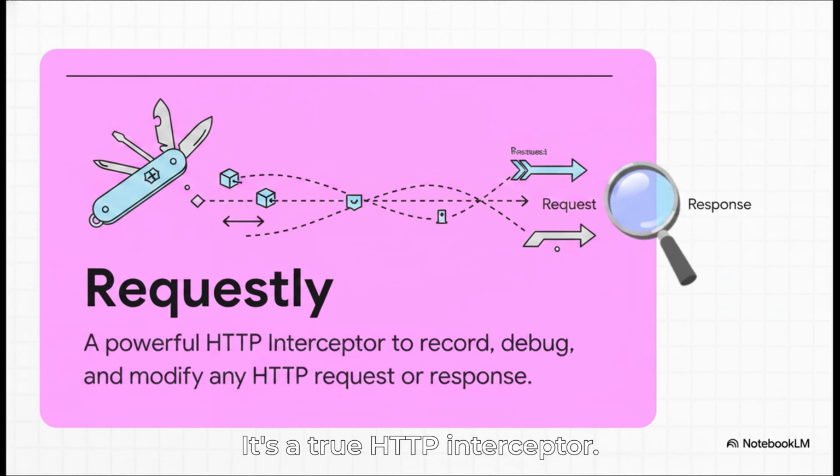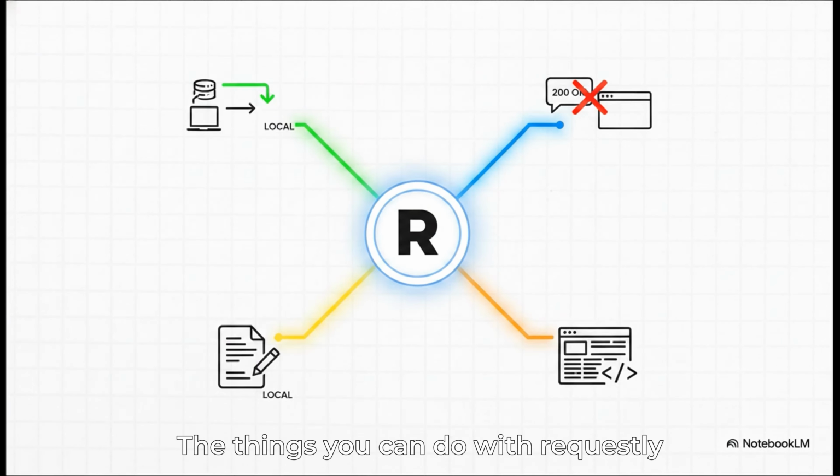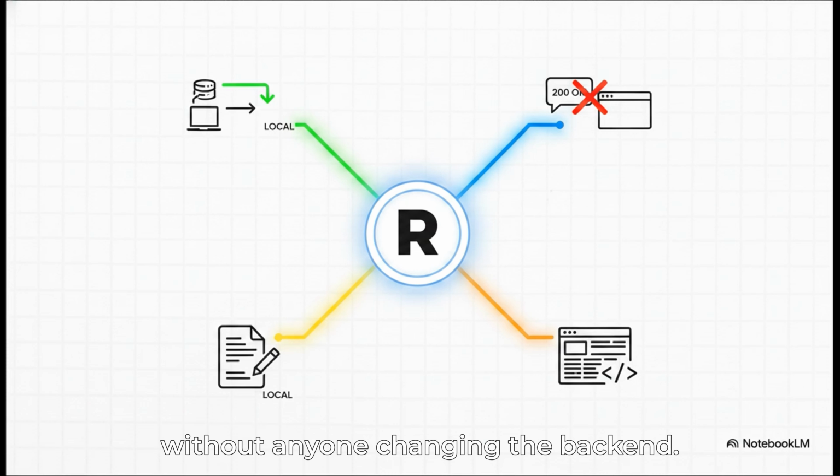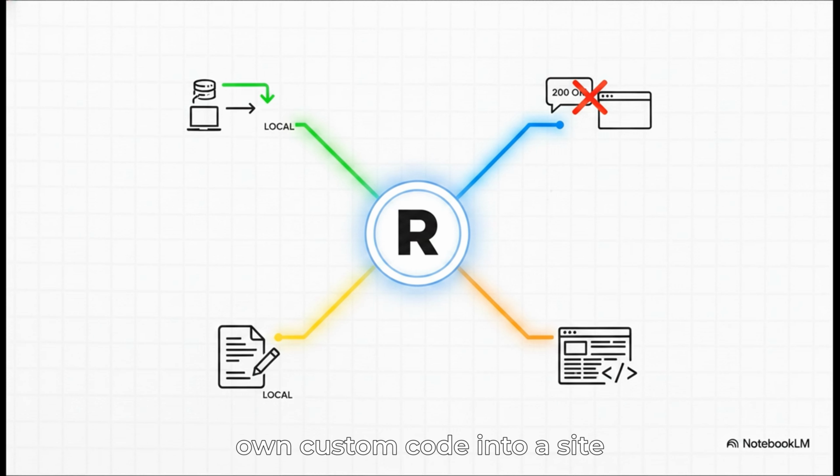It's a true HTTP interceptor. It doesn't just let you modify requests as they leave your browser. It lets you catch and change the responses as they're coming back from the server. The things you can do with Requestly are just incredible. You can, for instance, redirect a request for a production JavaScript file to one that's running on your own computer so you can test a fix on the live site. You can completely fake an API response to see how your app handles a weird error state without anyone changing the backend. You can even inject your own custom code into a site to try out a quick fix. It's the ultimate tool for heavy-duty debugging.